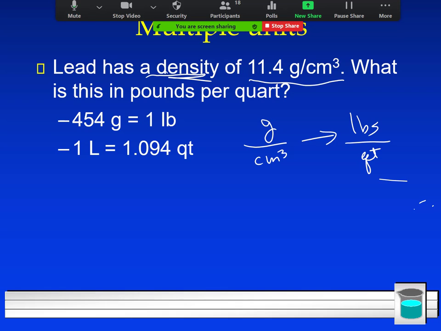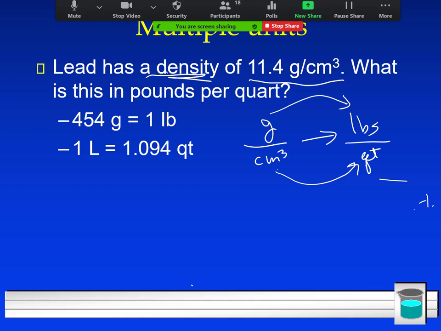First thing you should do is notice that the numbers on the top are the same kind of thing. These are both masses, so I should be able to turn grams into pounds. Centimeters cubed is a volume, quarts is a volume. I should be able to turn a volume into a volume. So in order to do this, all I have to do is fix the units.